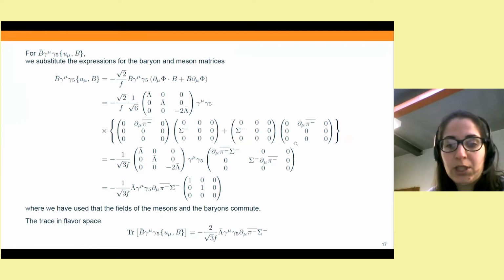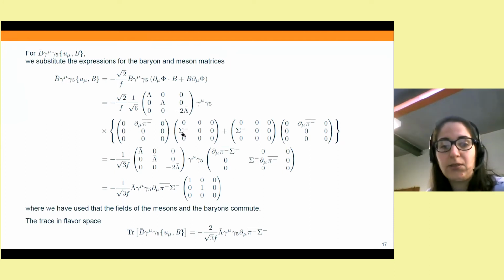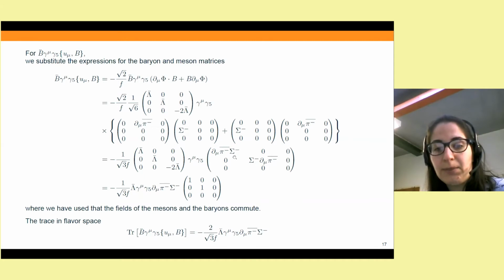So if we do these products here, we have this B bar matrix that we have to multiply by this. If we do these products, we see that in the first term we get this derivative of the baryonic field multiplied by the sigma field.